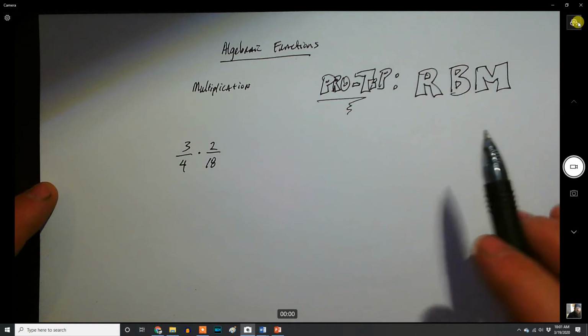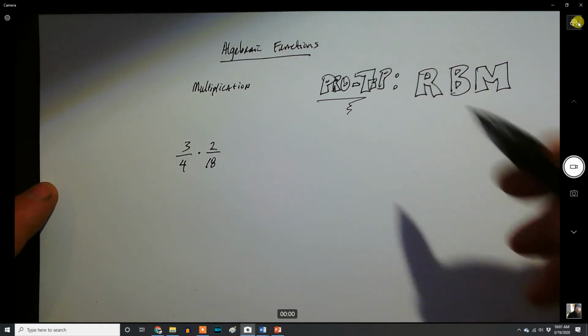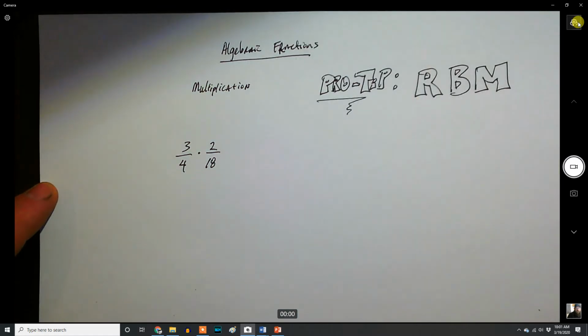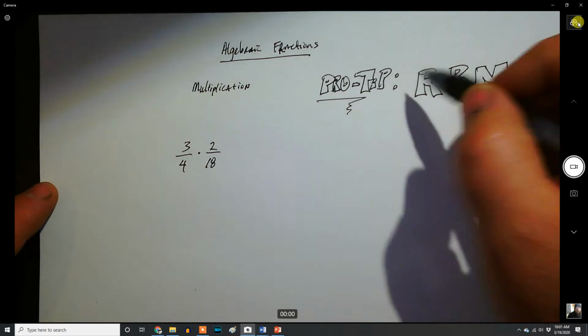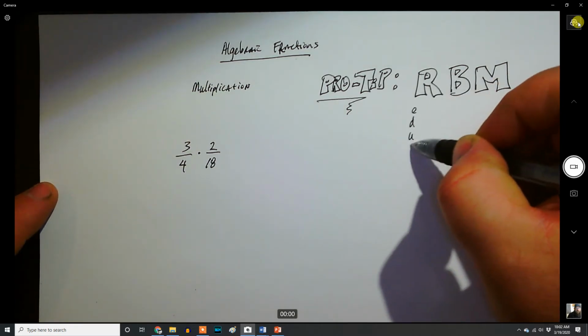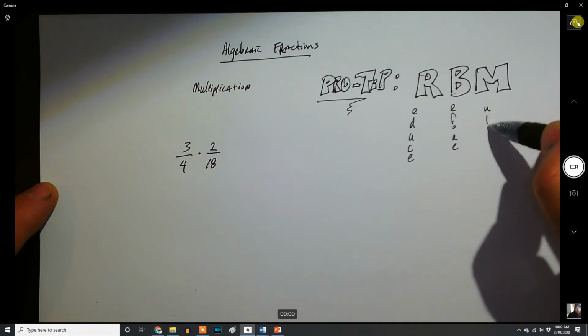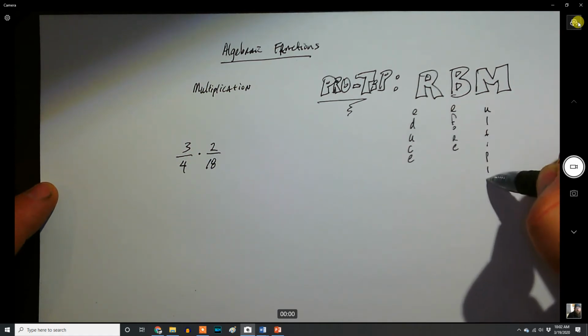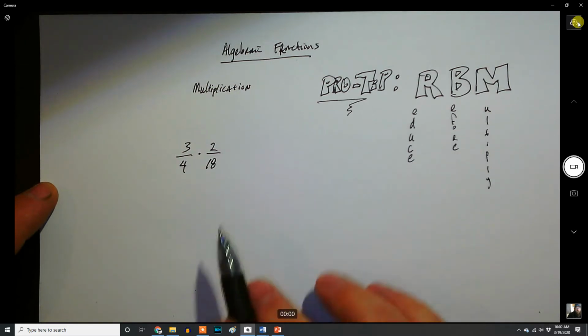So one of the things we want to make sure of is that if you're dealing with algebraic fractions and you're going to be multiplying, you have to RBM. That means reduce before multiplying. Reduce before you multiply. Really, really important. Let's take a look.